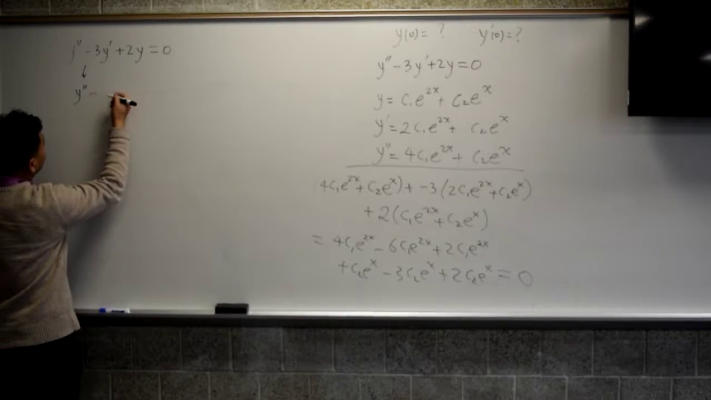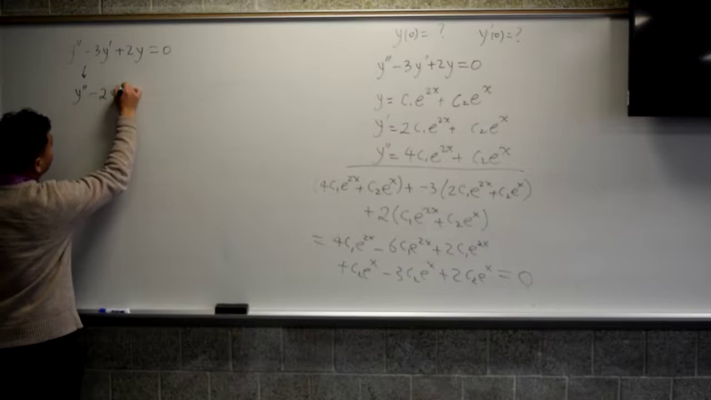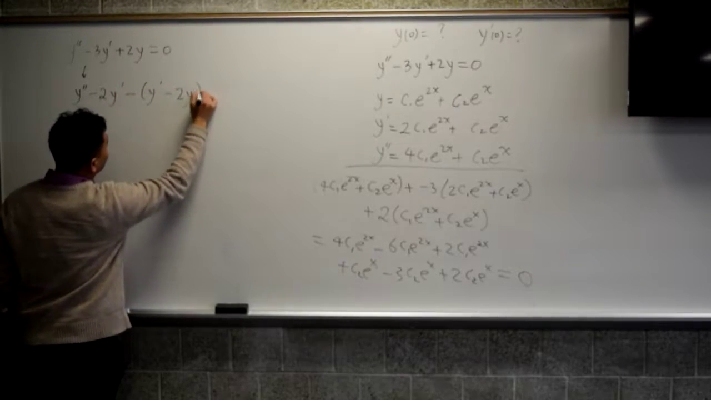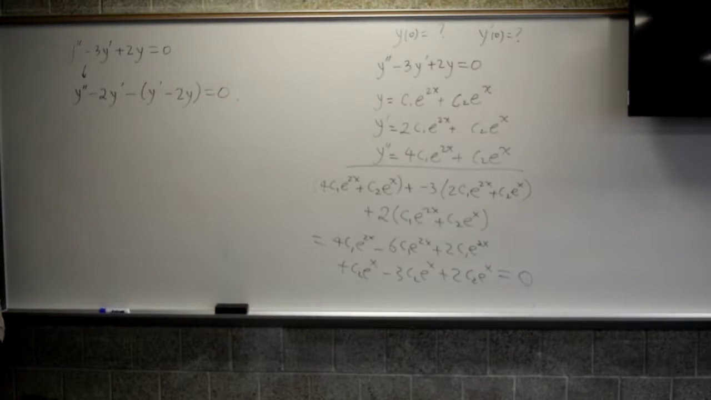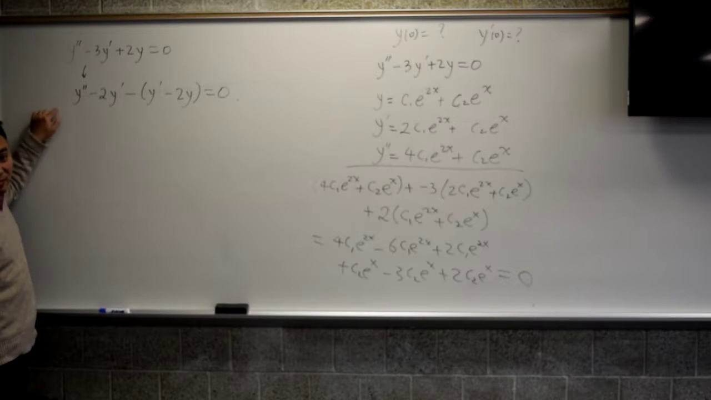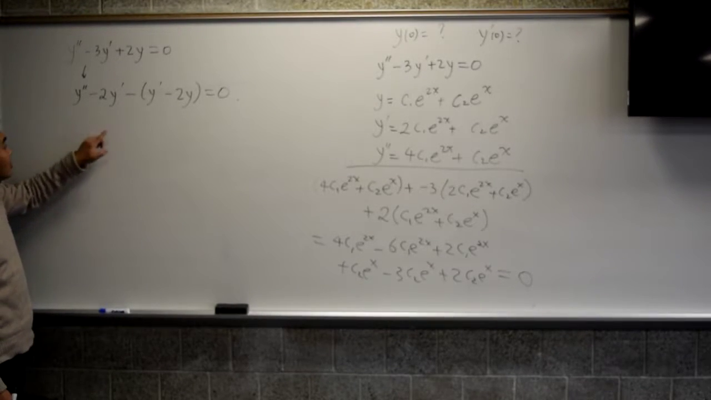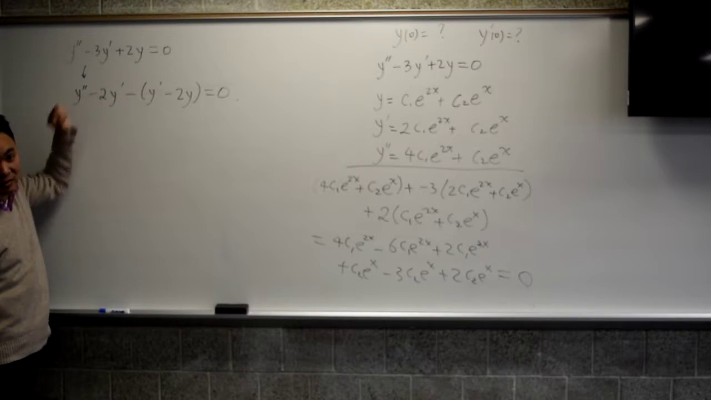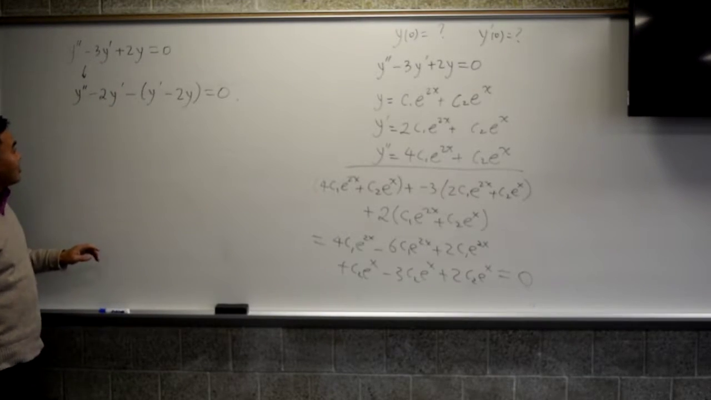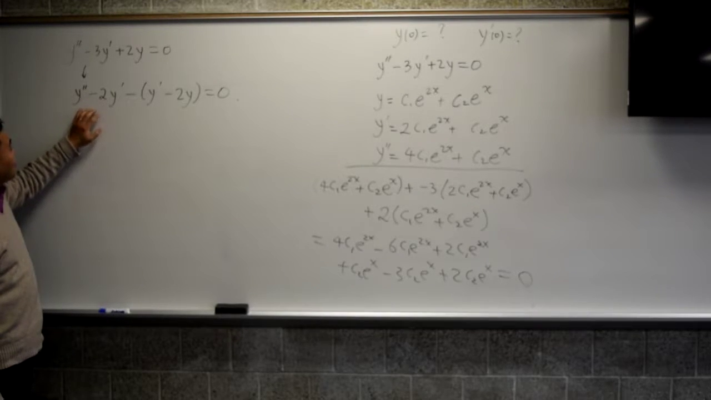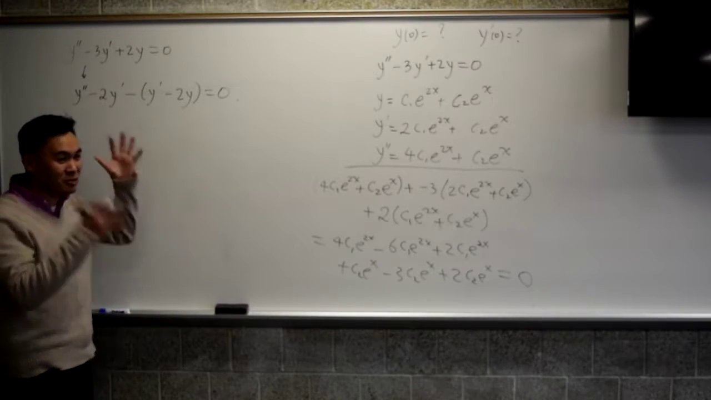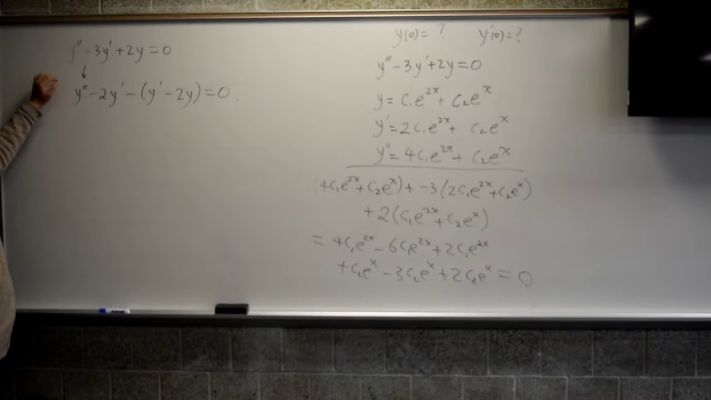You can write y double prime minus 2y prime minus y prime minus 2y equal to 0. Are these the same? Yes? Minus 2y prime minus y prime, same as that, right? And to figure out why you would want this takes another new way of thinking. I'll just show you how it's done.